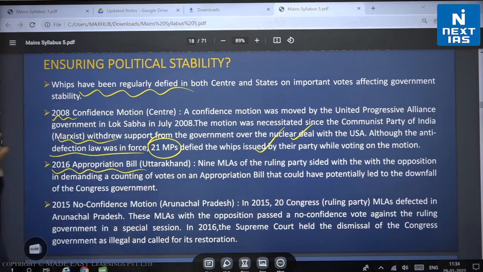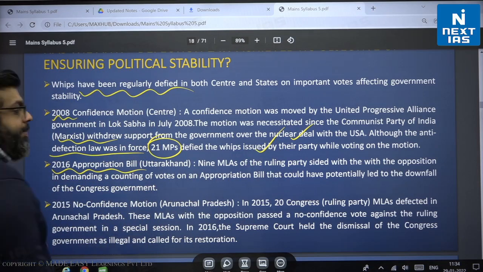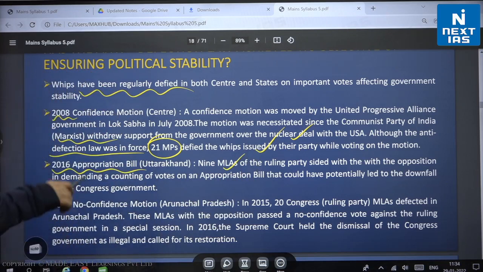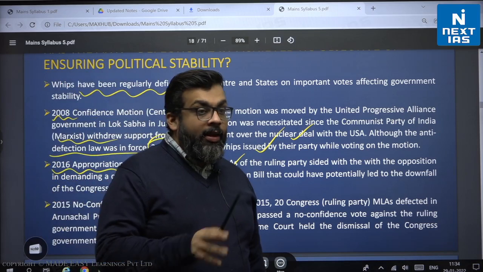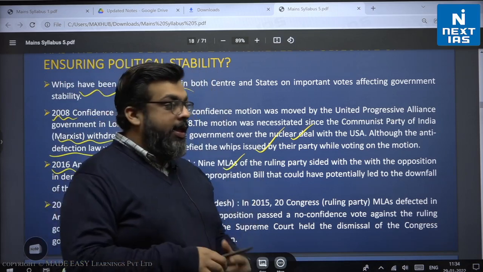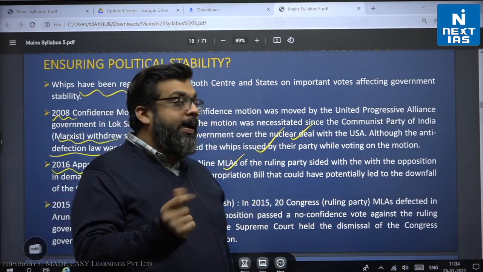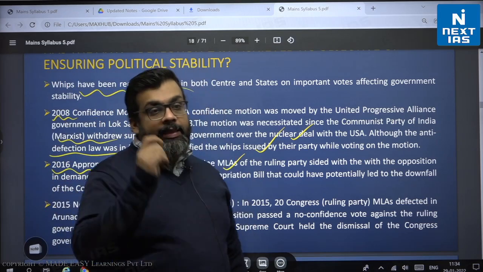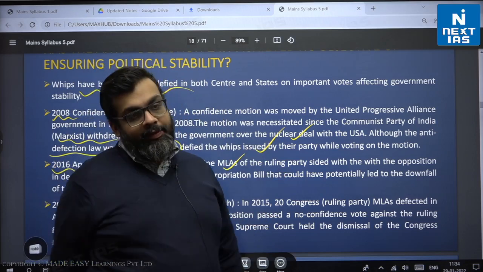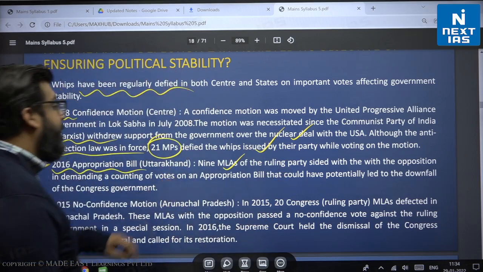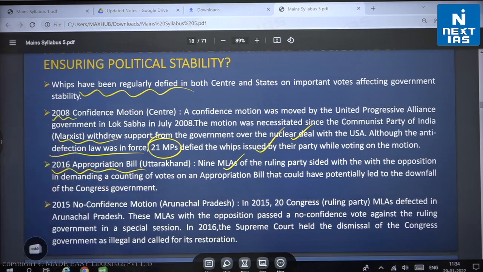2016, this is around the budget, Uttarakhand 2016 budget. 9 MLAs of the ruling party voted with the opposition कि आप बजट के वोट्स दोबारा रिकाउंट करिए, और अगर बजट फेल होता है तो सरकार गिर जाती है. कोई कॉन्फिडेंस मोशन, कुछ नहीं चाहिए. If the budget fails, the government automatically resigns. अगर आपके पास इतनी मेजॉरिटी नहीं है कि आप बजट पास कर सको, तो you have no business being the government of the country. Could have had a very potential impact. कुछ नहीं हुआ इनके खिलाफ.